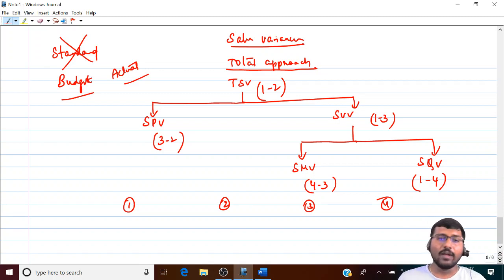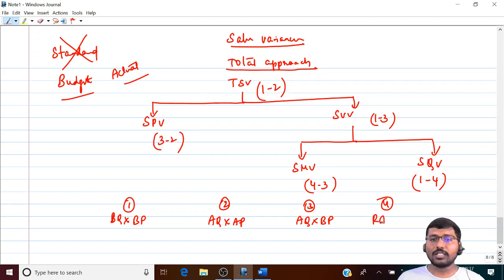Everything else is same. For example, formula 1, you tell what is the formula for material variance? SQ into SP. Here it should be what? BQ into BP. Because there is no such thing called standard. Replace standard with budget. Second one, what is the formula? AQ into AP there. Here also AQ into AP only. Third one, AQ into SP. But here it is AQ into BP because standard is prohibited. Last, RAQ into BP. Are you able to understand? Quite a bit simple.